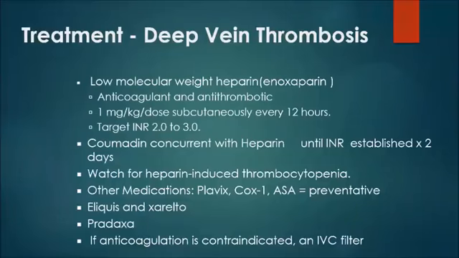Okay, so DVTs: low molecular weight heparin is an anticoagulant and antithrombotic. Target INR you want is 2 to 3, and that's therapeutic. Coumadin is given concurrent with heparin until INR is established for 2 days. Watch for heparin-induced thrombocytopenia. Other medications you can use are Plavix, COX-1 inhibitors, and aspirin, which are more preventative. Eliquis and Xarelto are, again, for treatment. If anticoagulation is contraindicated, an IVC filter can be placed in the veins.